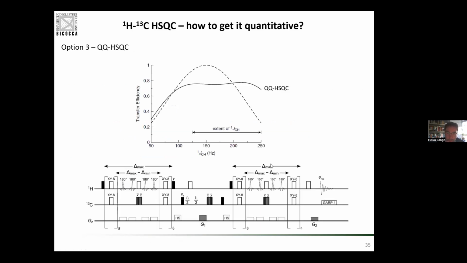Doing this, we basically avoid the fact that it is non-quantitative, which is, on a physical basis, seen in this curve here. You see that it depends on the coupling constant between the carbon and the attached hydrogen, so probably the things that you want to see, no? I run a 1H-13C HSQC, so I see only signals where a proton is connected to a carbon. All the other groups I don't see even, right?